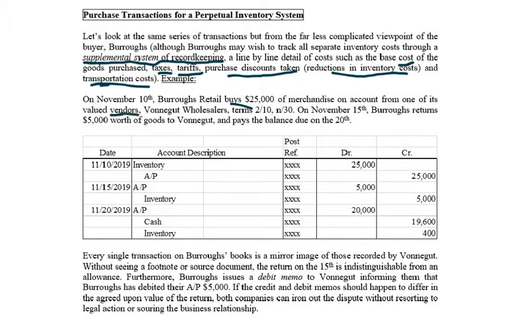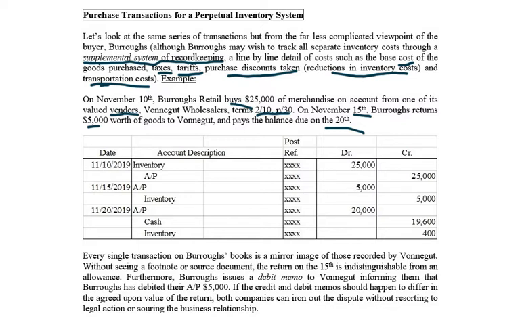Now we're going to refer to them as a vendor instead of a customer. Customer is used for sellers. When you're the buyer, it's a vendor. So that's the relationship that Burroughs has to Vonnegut Wholesalers. And of course, the terms are still 2/10, net 30. They're still going to return goods on the 15th, $5,000 worth, and pay the balance due on the 20th. So all that remains true.